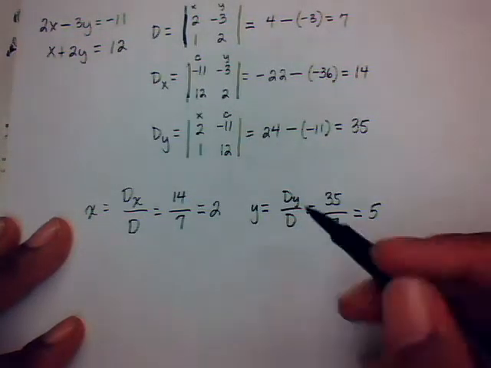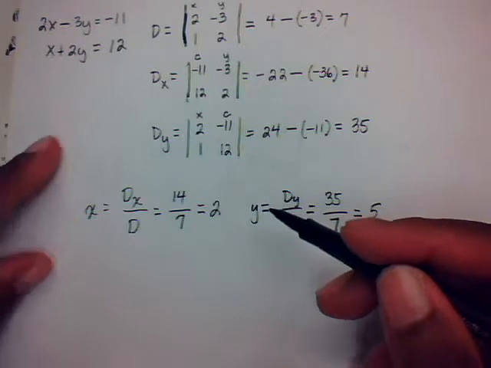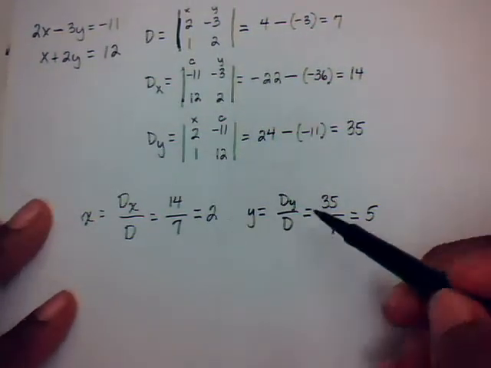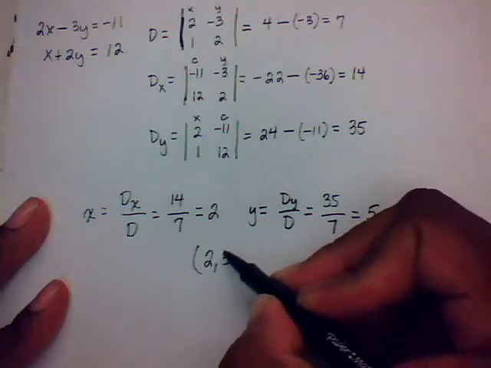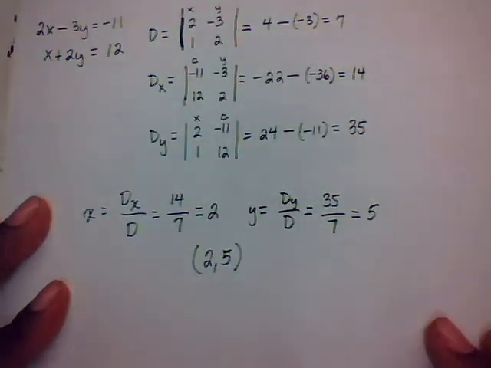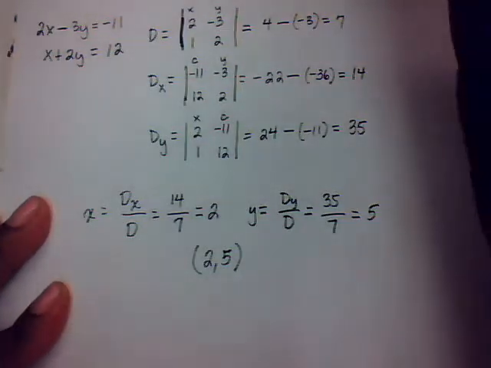Okay? So that's my ordered pair for this system of equations. X is 2 and y is 5. So that solution is that ordered pair 2, 5. And that's all there is for solving a system of equations using Cramer's Rule.